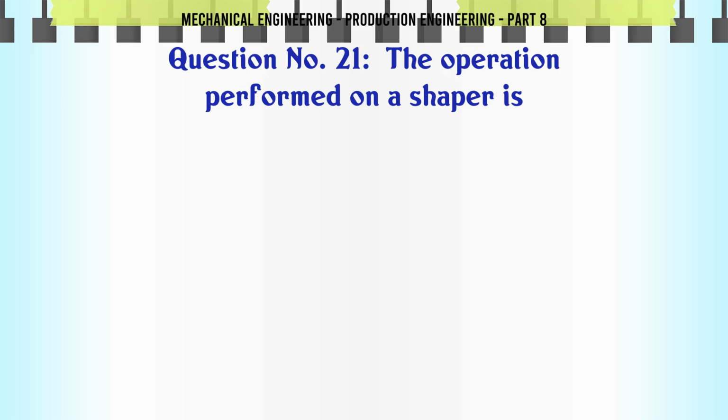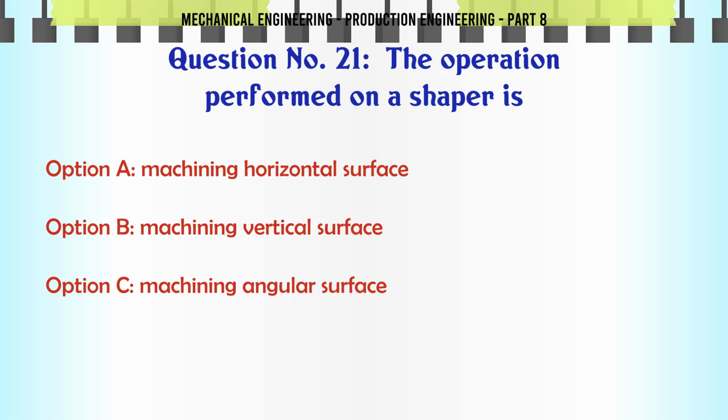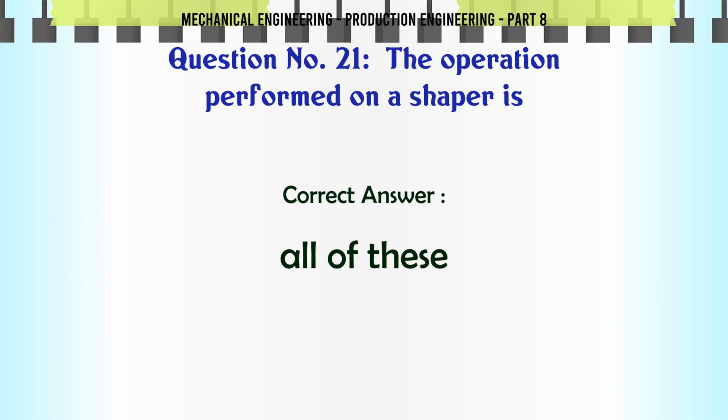The operation performed on a shaper is A. Machining horizontal surface. B. Machining vertical surface. C. Machining angular surface. D. All of these. The correct answer is all of these.